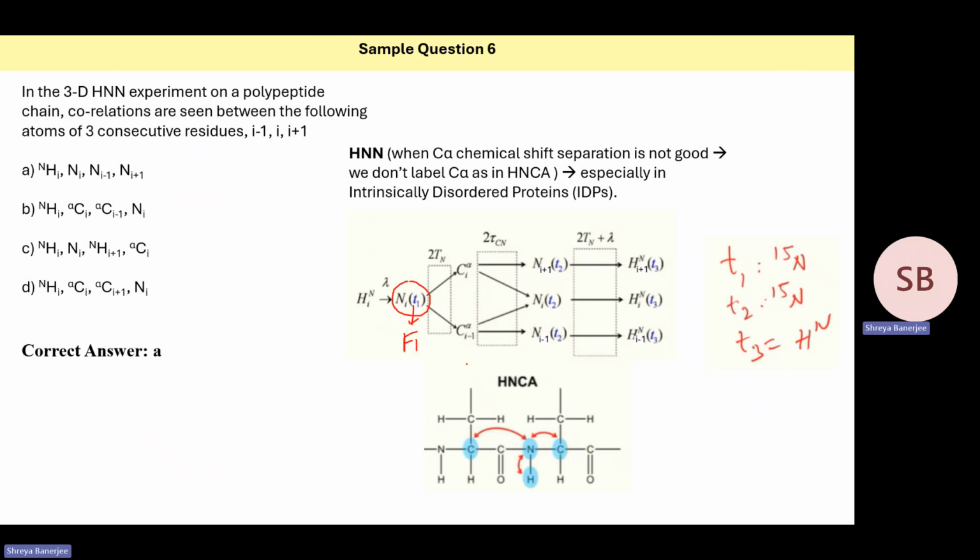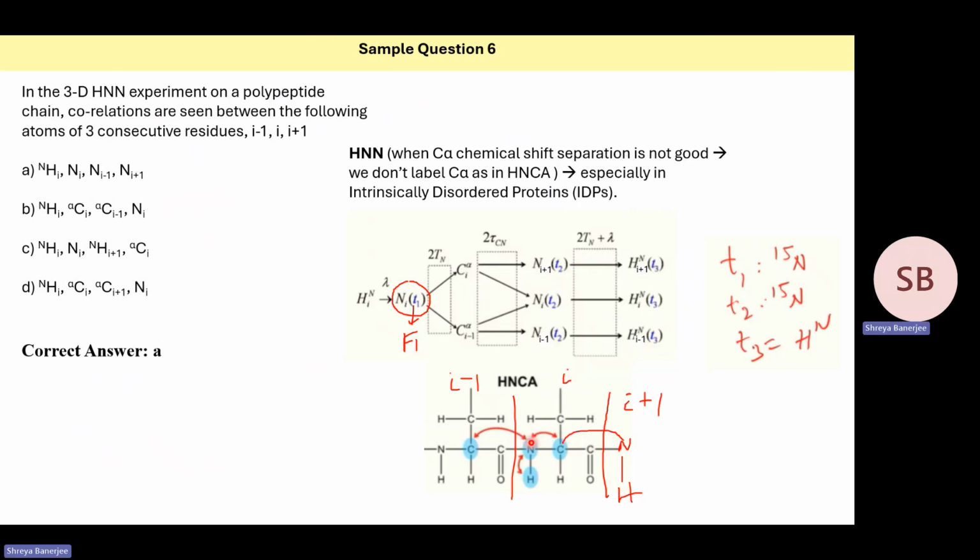This is similar to HNCA, but the difference is that in HNCA, the C alpha is detected. Here, C alpha is not detected. It is just in the pathway of transfer of magnetization. From the C alpha i, there is an NH here, which belongs to the i plus 1 residue. This is i plus 1, this is i minus 1. So from C alpha i, it goes to Ni plus 1. So it goes here. It goes back to Ni.